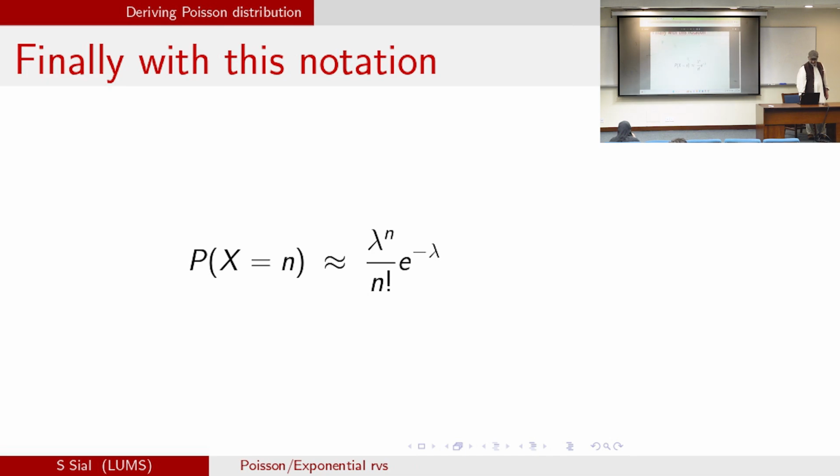So finally, the PMF for the Poisson random variable. The probability of the number of successes being small n is the expected number of successes to the n over n factorial, e to the minus the expected number of successes.